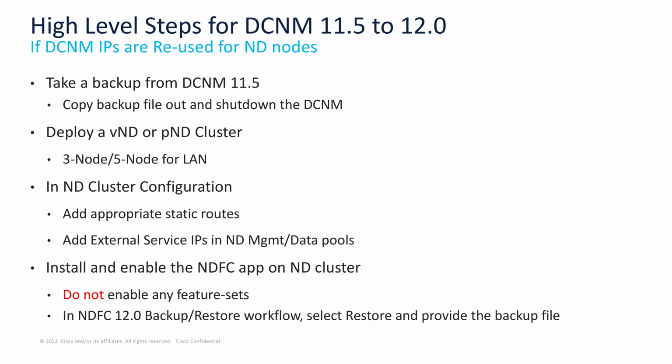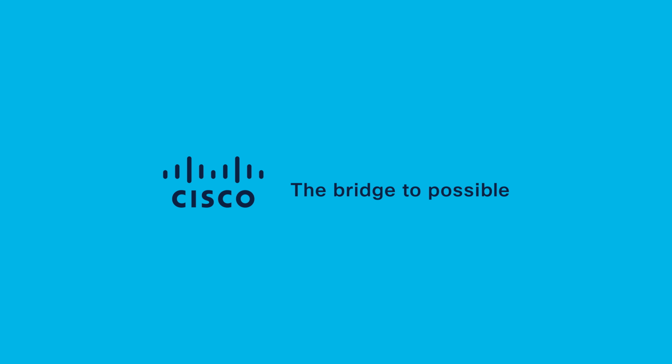Now, if DCNM IPs are reused, the very first thing we're going to do is we'll take a backup from DCNM, and we're going to copy the file out and shut down the DCNM because we are reusing the same IPs. Now, again, we are going to deploy the cluster. We're going to add our static routes, add the service IPs in the management and the fabric or data pool. And thereon, we're going to enable the app. We will not enable any feature sets, but rather we are going to do a restore, and we'll provide the backup file from DCNM. So those are some steps when the DCNM IPs are reused or not used.